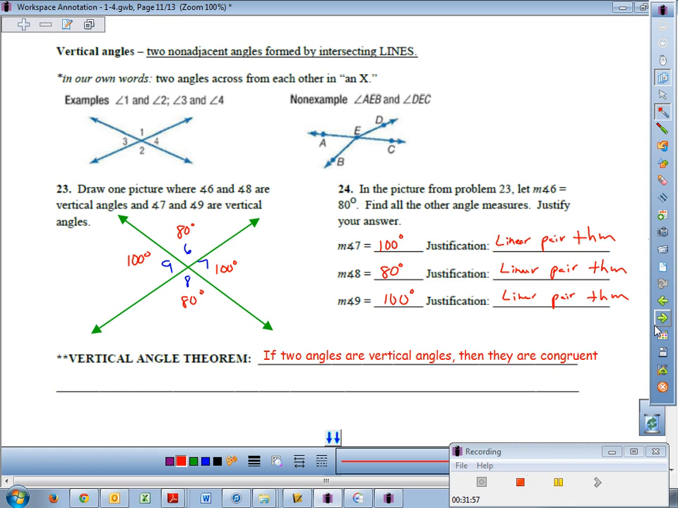If two angles are vertical angles, then they are congruent. If you put equal measure, that's good. If you put congruent, that's good. Remember, measures are equal and angles are congruent. Same concept. Means the same thing. If two angles are vertical angles, then they are congruent.